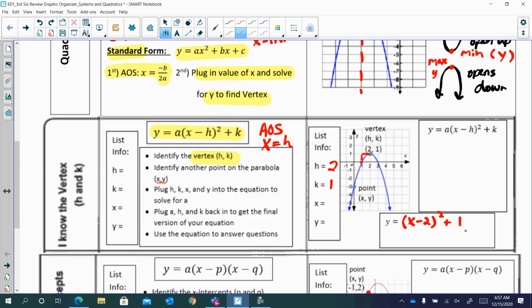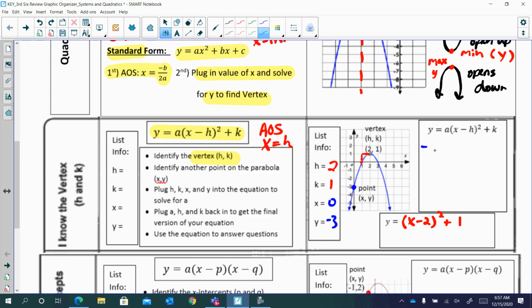Your coordinate is just another point that you could see on the graph here. This coordinate is also your y-intercept. So this would be x is 0, and y is -3. That's that point right there, that's also your y-intercept. If I was solving for a, we would plug these in. I'm not going to ask you to do that. Here's what it looks like.